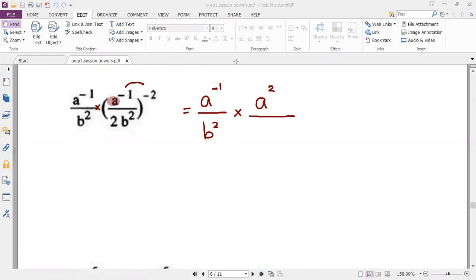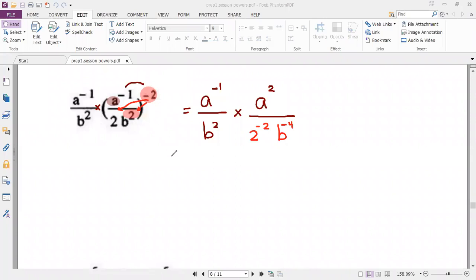This power here, -2, is distributed on them, on the top and on the bottom. So it's 2 to the power of -2 and b to the power of 2 times -2, it's -4, because we have two powers here, 2 and -2. So I multiplied the two powers here, because this power is distributed on the top and on the bottom.